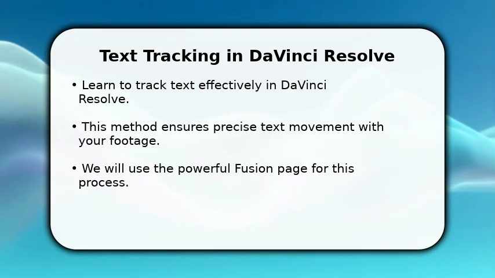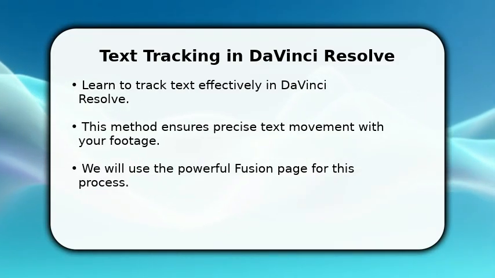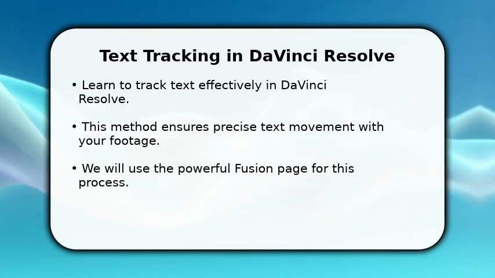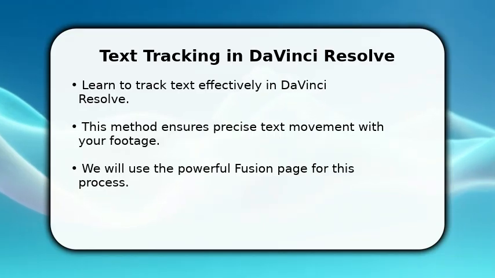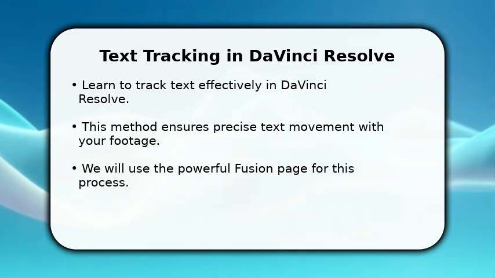In this video, I will explain how to text track in DaVinci Resolve. First, open your project and navigate to the Fusion page. This is where we will perform the tracking operation. We'll start by adding a text node and then linking it to a tracker node.